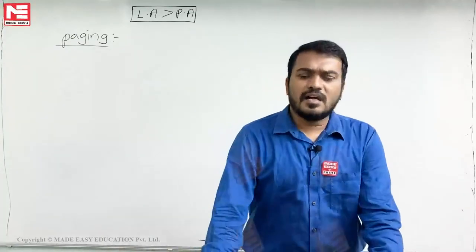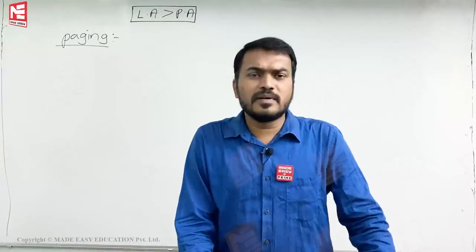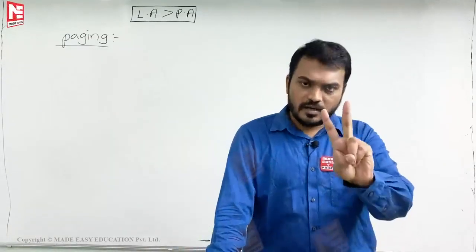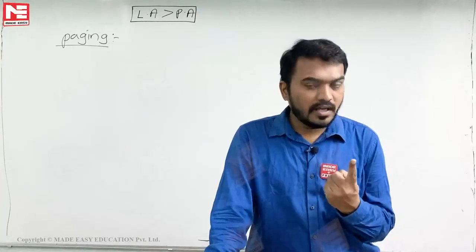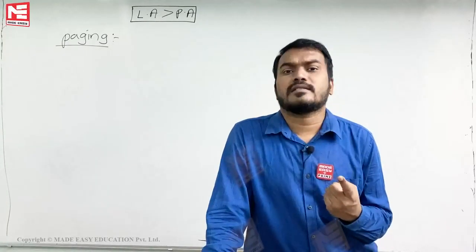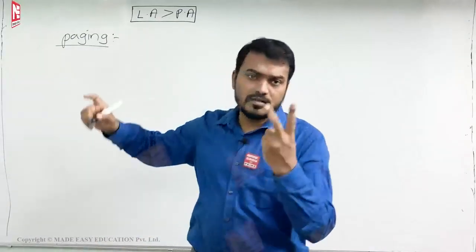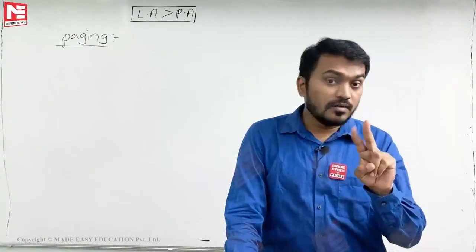Now understand here, whatever explanation I have given so far, the last 10 minutes, you will have 2 doubts. The first doubt is, why does the CPU generate logical address? And the second doubt, why is the logical address greater than the physical address? So these 2 are your doubts.